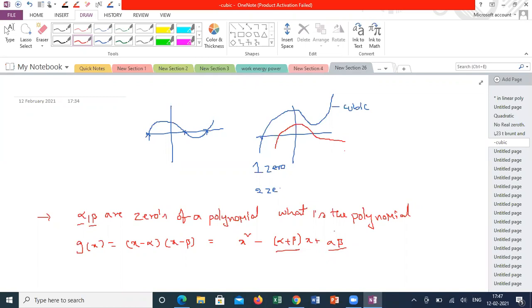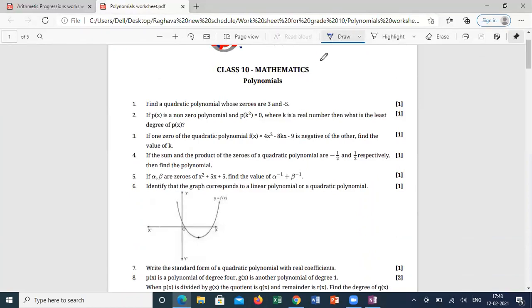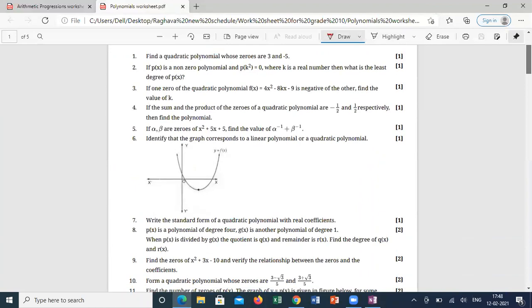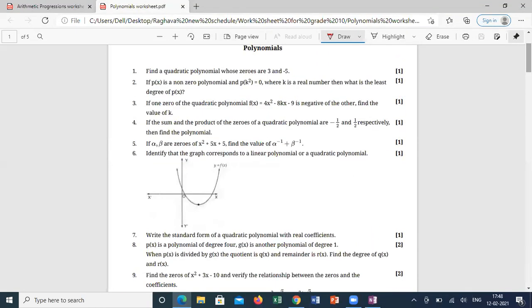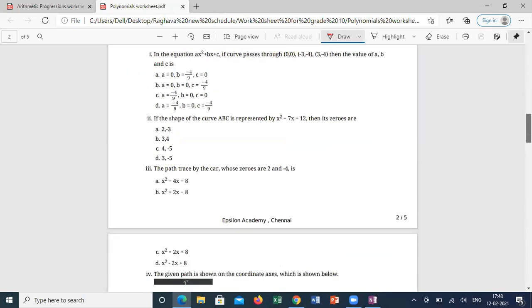Now, we'll move to the worksheet doubts first. How many have done the polynomials worksheets? I have done, sir. Completed, sir. How many are having doubts? Sir, I have a doubt. Which question? 21st question, sir, the last question. Okay, we'll go with Niranjan's doubt.